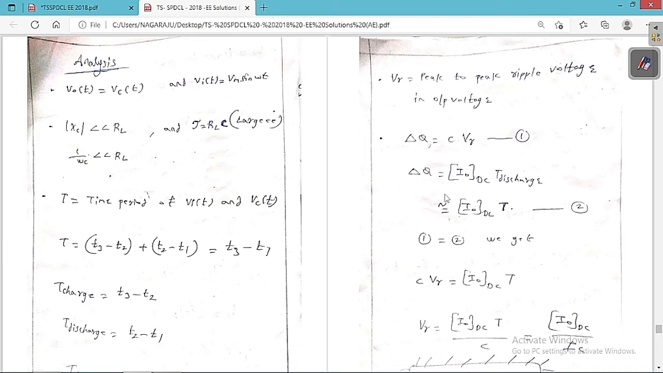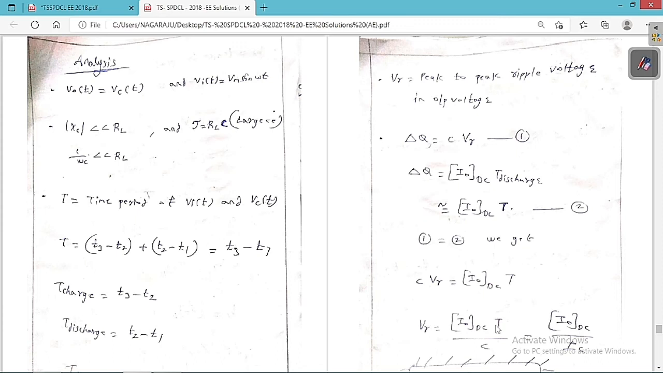Similarly, you can write in the other format also: delta Q is equal to the average value of the output current into the discharge time. As I already told you, the discharge time is nearly equal to the overall time. So both are equal, and we have to equate the right-hand side also. So C into VR is equal to I naught DC into T. So VR is equal to I naught DC into T by C.